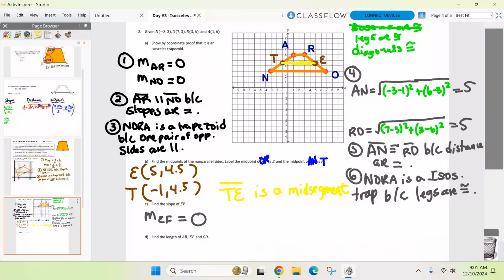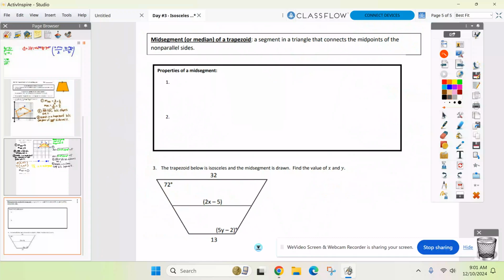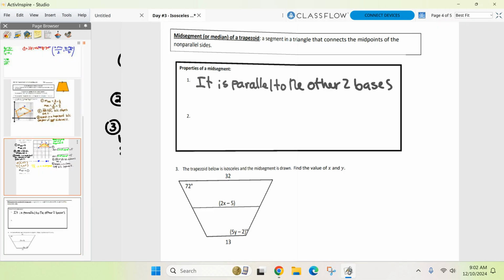So if you go turn your paper now to where it says the properties of a midsegment. It is parallel. The midsegment is parallel to the other two bases. Because remember, they all have the same slope, so they're all parallel to each other. All right, so now I have a property number 2 listed, though, don't I? All right, let's go back a page. We've got to figure out what this other property is then.